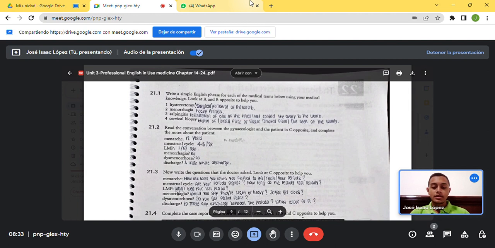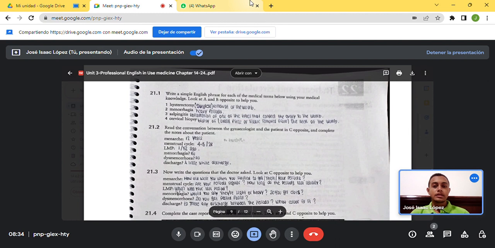Salpingitis is related to the inflammation of one of the tubes that connect the ovary to the womb. O sea, es una inflamación de uno de los tubos que conecta el ovario con la matriz, con el útero.